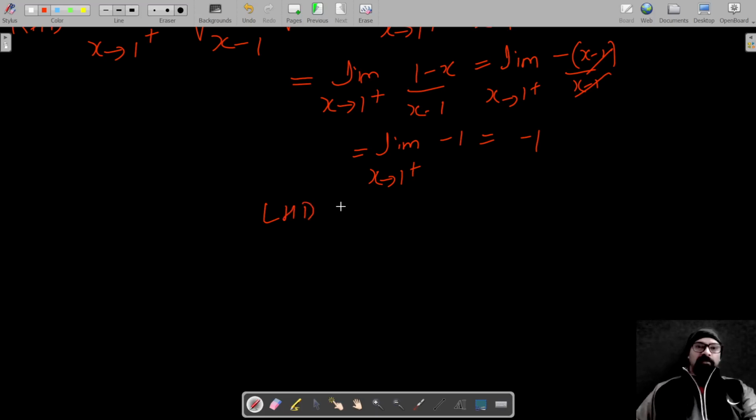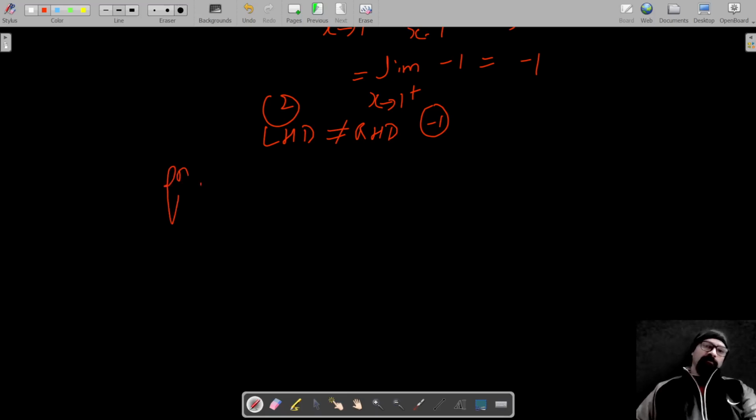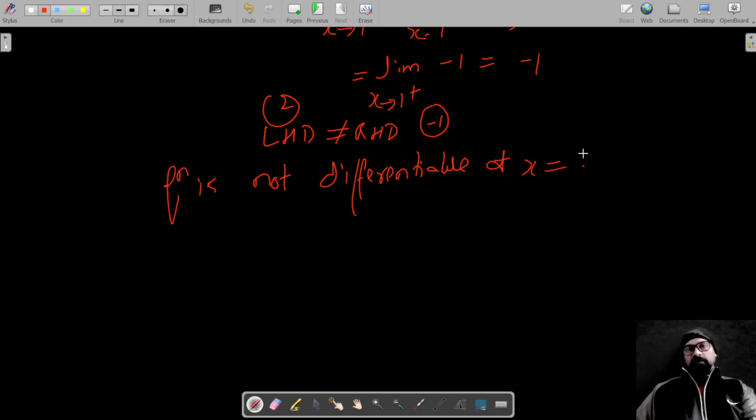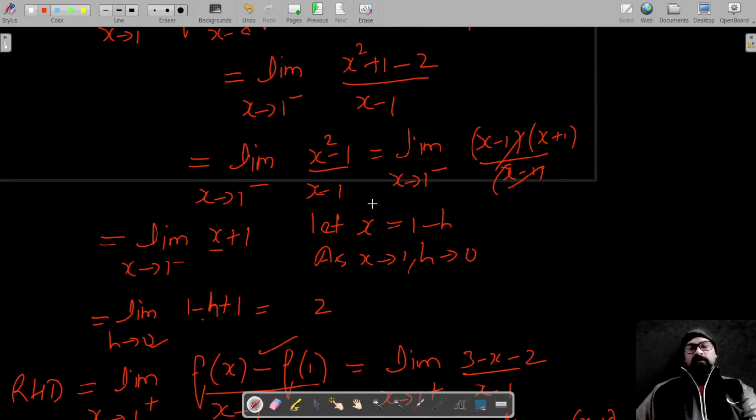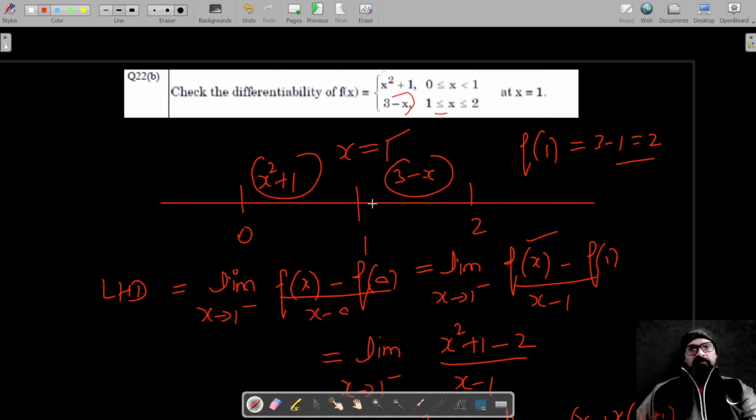Now the left hand derivative is not equal to the right hand derivative, because at the left hand side the value is 2, and at the right hand side the value is negative 1. So the function is not differentiable at x is equal to 1. So this function is not differentiable at x is equal to 1.